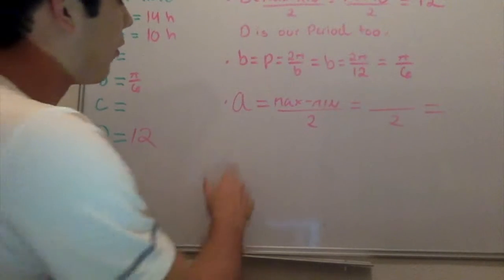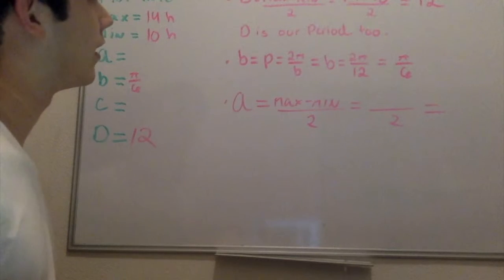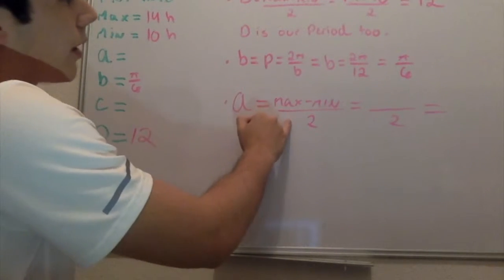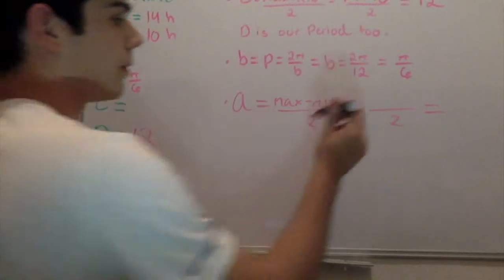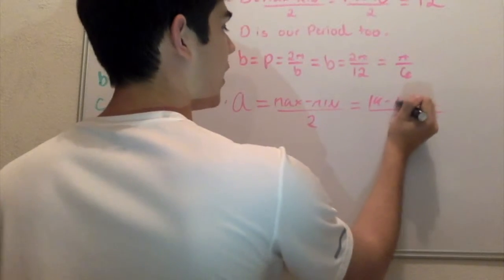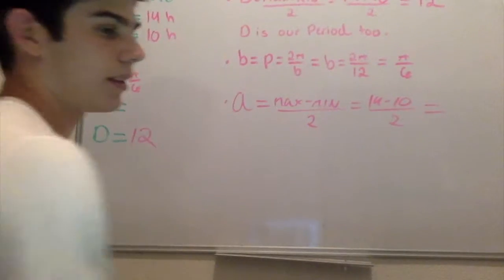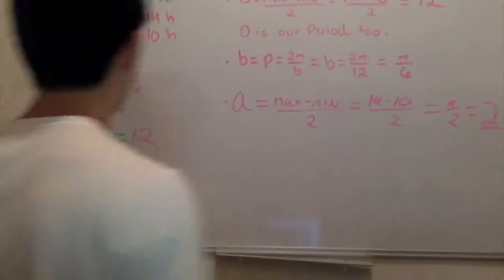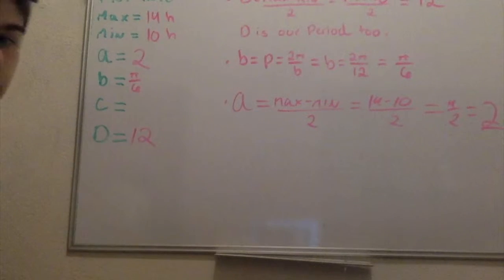We will now look for amplitude, letter A, which is the same formula as letter D, but subtracting instead of adding. So maximum 14 minus 10 divided by 2. This giving us 4 over 2 equal to 2. So 2 is our amplitude.